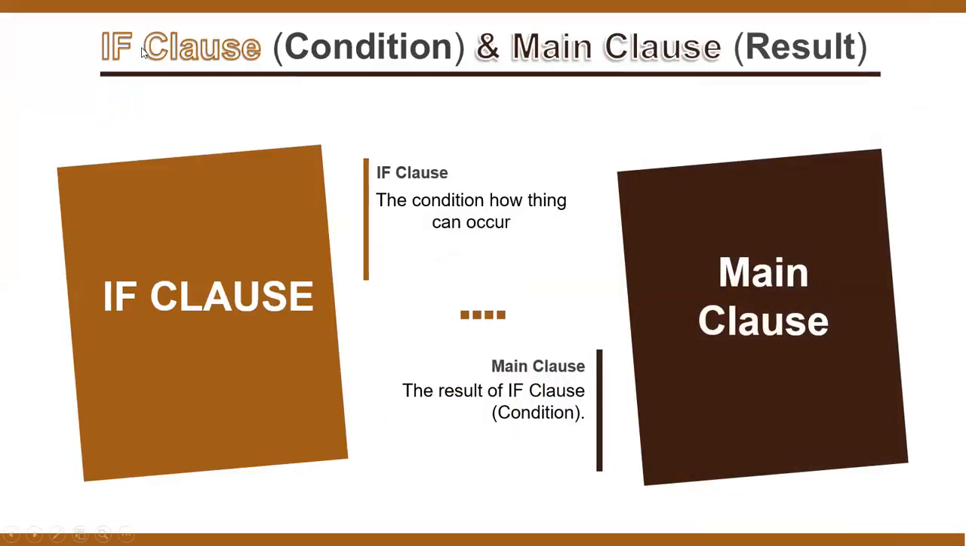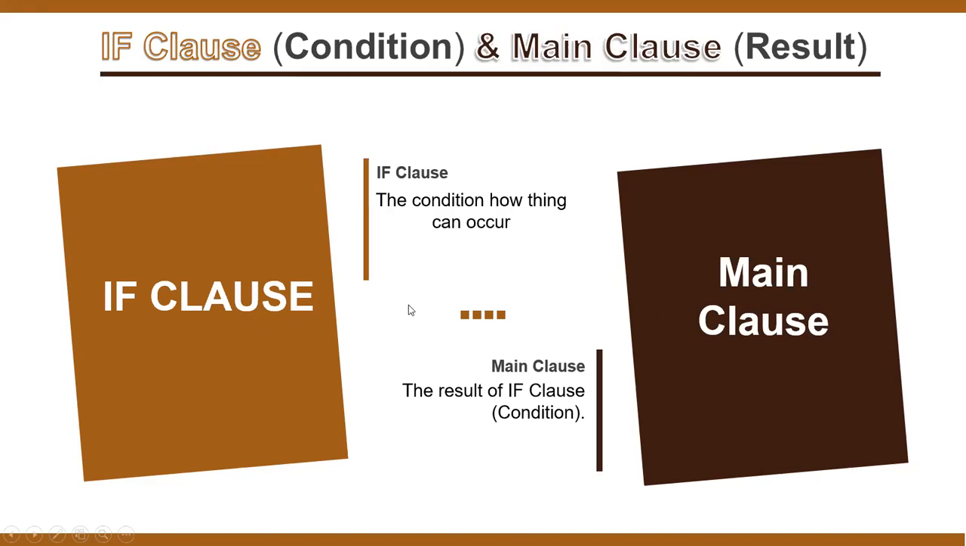Okay, this is what I said at the beginning. A conditional sentence always consists of two clauses: if clause and main clause. The if clause is the condition, sebagai syaratnya, and the main clause is the result. The if clause is the condition of how something can occur, syarat bagaimana sesuatu itu terjadi. The main clause is the result of the if clause.